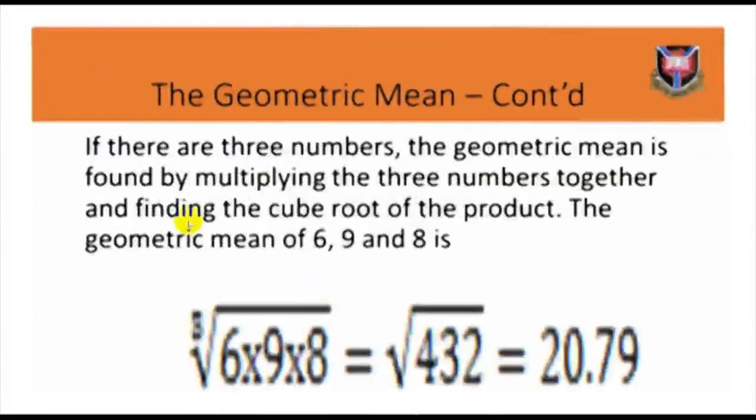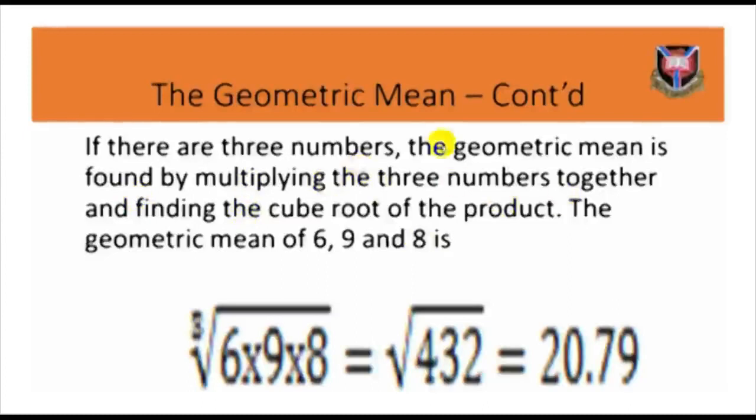If we have two numbers, the geometric mean of the two numbers is found by multiplying the two numbers together and finding the square root of the product. For instance, if we have two numbers 7 and 5, the geometric mean of 7 and 5 is the square root of 7 times 5, which is the square root of 35. And that will give us 5.9.